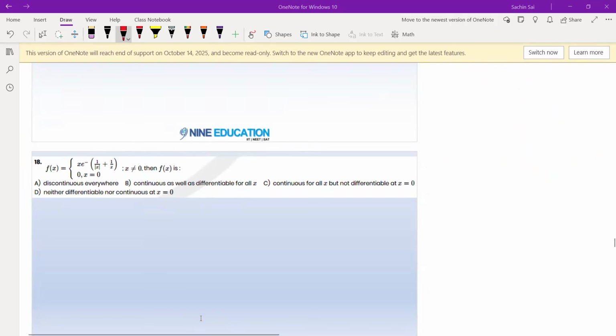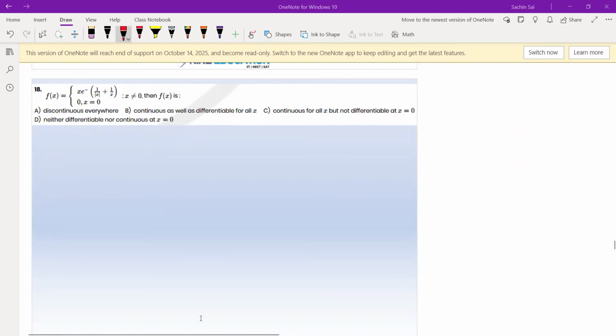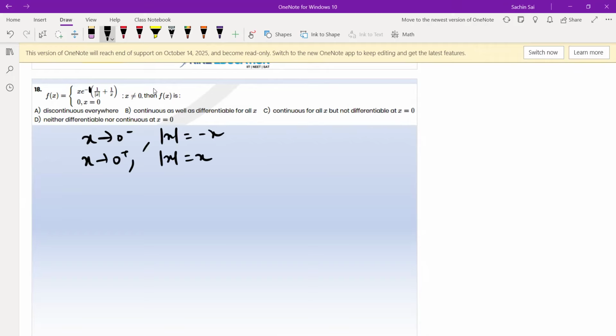So let's move to the next question here. A function is given, you have to find whether it is continuous and differentiable. So naturally, we will start by checking for continuity here. One important thing here, you have the modulus function, right? So when you're trying to calculate for x tends to 0 minus, that means when x is slightly less than 0, you take mod x as minus x, and as x tends to 0 plus, mod x should be taken as plus x, right? So keeping this in mind, let us calculate the left and right limits of the function, right?